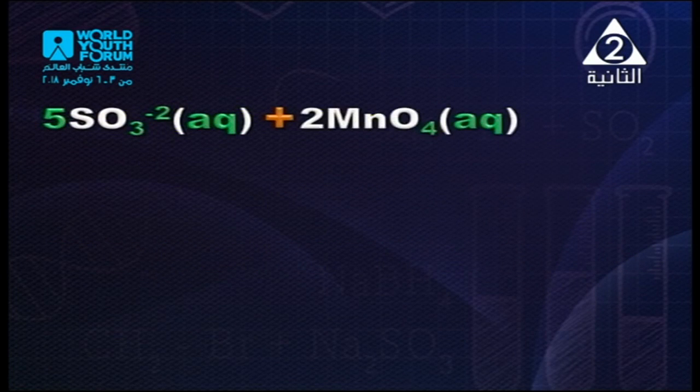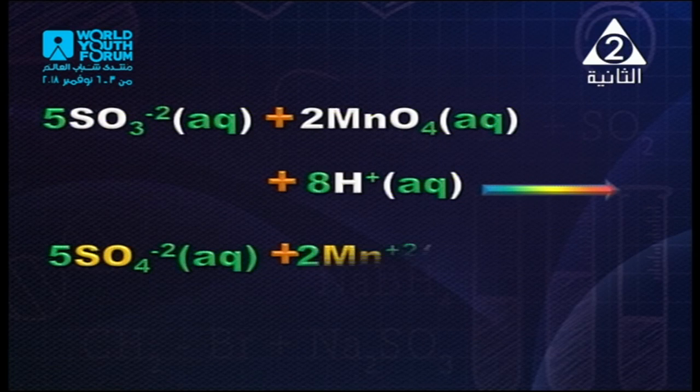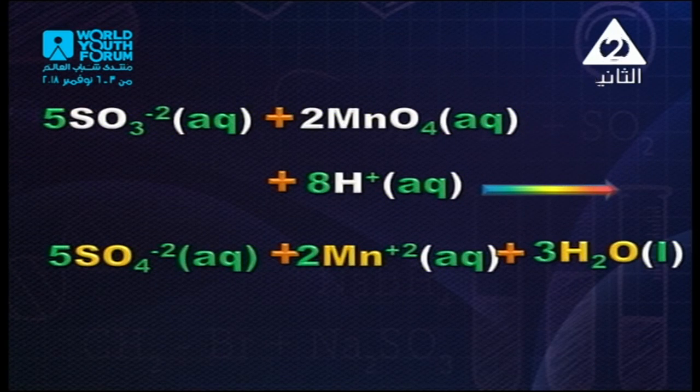My darling, you can deduce, when you take 5SO3 2- in aqueous solution and add 2 permanganate, MnO4-, do you think this is aqueous? Yes, it's aqueous. And added to hydrogen, it means more acidic? Yes, 8 molecules of H+. Now, do you think what is the result? The result: 5SO4 2- aqueous. Also, you can obtain 2 Mn 2+, also in aqueous. What happened? You have water in the liquid state.